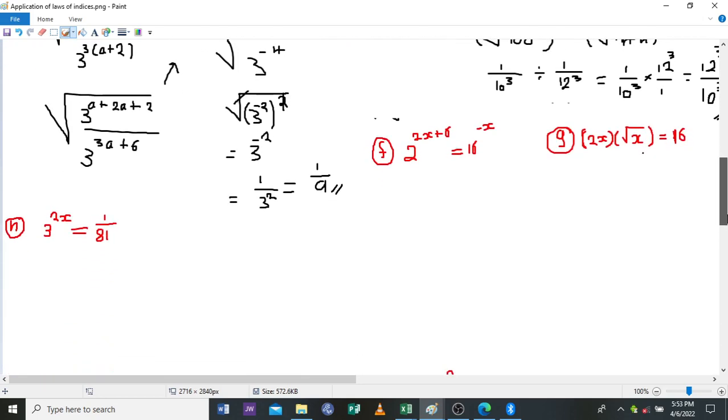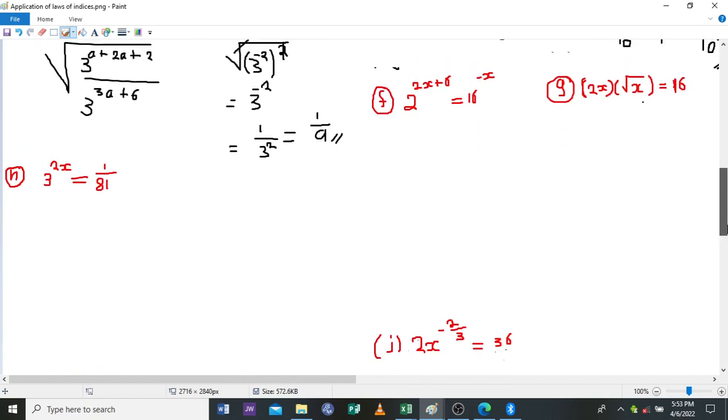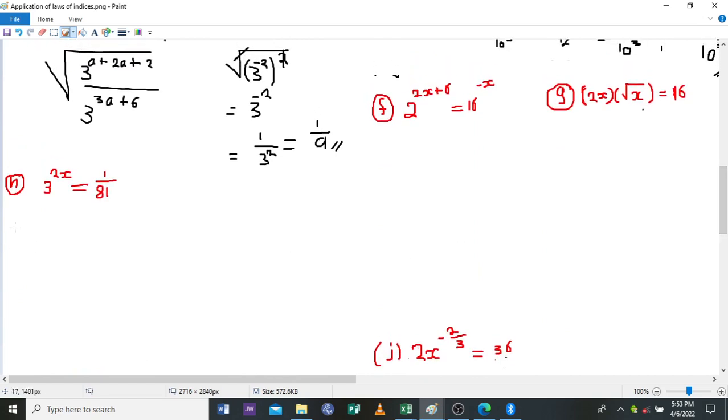Okay, thank you so much. Now we come to equations involving indices. So we start with h. We have 3 raised to the power 2x is equal to 1 over 81. So whenever we're dealing with equations involving indices, your main goal should be to have same bases on both sides of your equation.